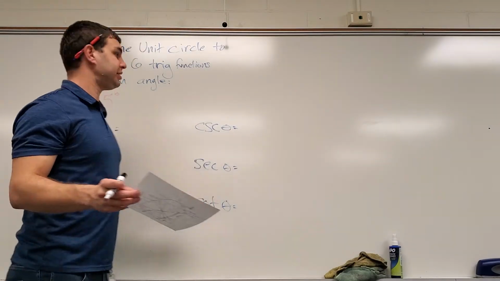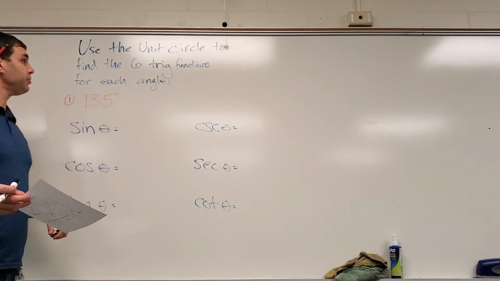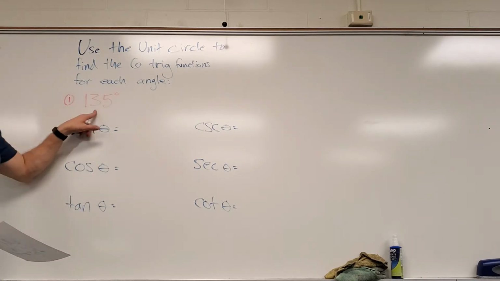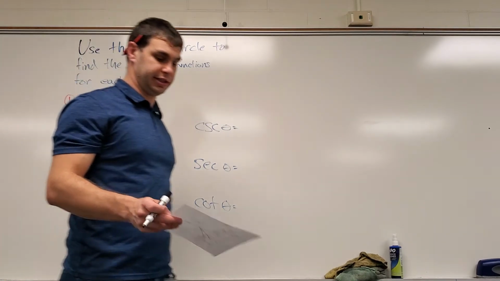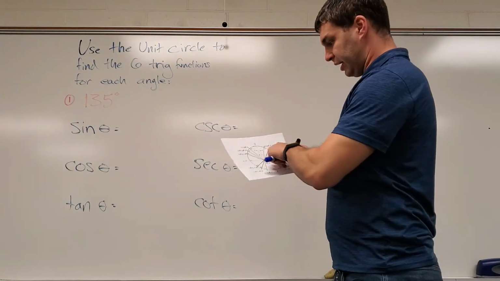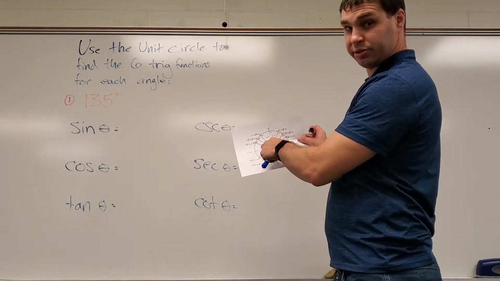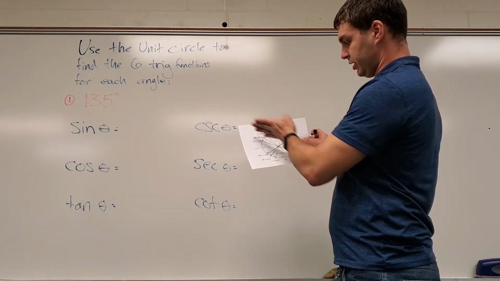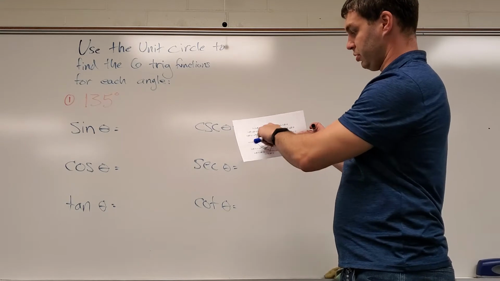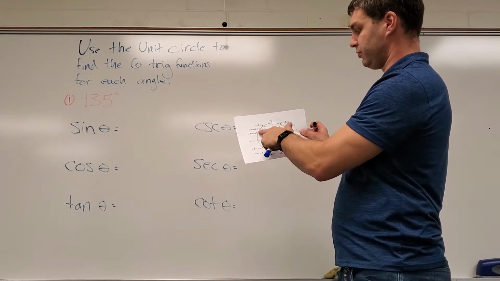All right, guys, in this problem, it says use the unit circle to find the 6 trig functions for each angle. And here we're given that it's 135 degrees. All right, so I'm going to take my unit circle, go to 135 degrees, and I'm seeing that's in quadrant 2 over here. It's our 45-degree angle, if you will, in that quadrant. So it's 135, right? 90 plus 45.